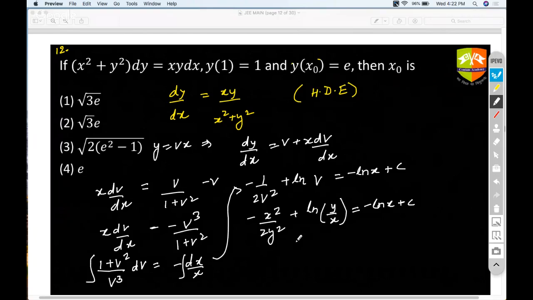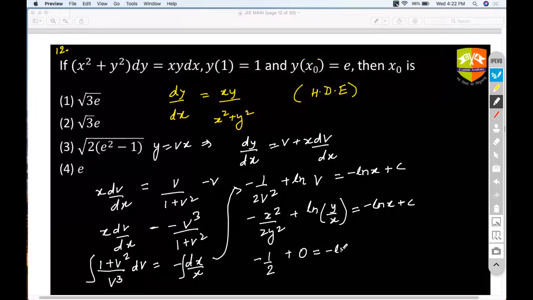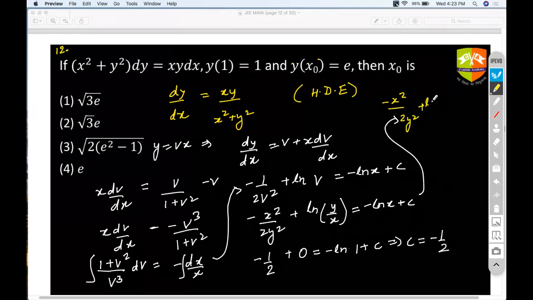Right? Now we can use this initial value condition that when x is 1, y is 1. So when x is 1, y is 1 gives me 0 is equal to negative ln x. Oh, sorry, this is also going to be 1. So your c is going to be negative half. So putting back over here, I get minus x square by 2y square plus ln y by x is equal to negative ln x minus half.